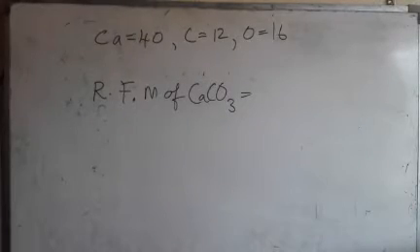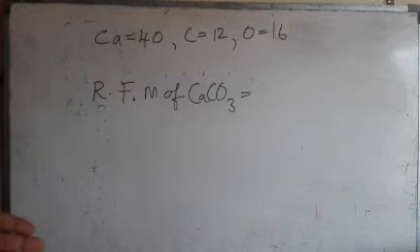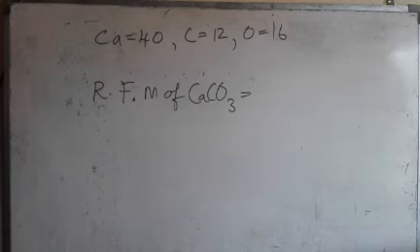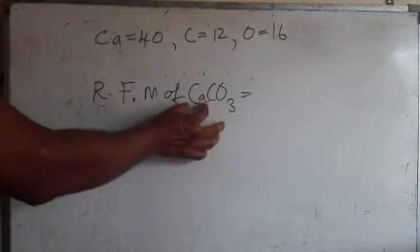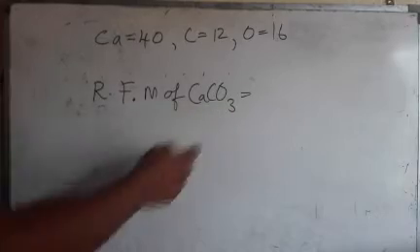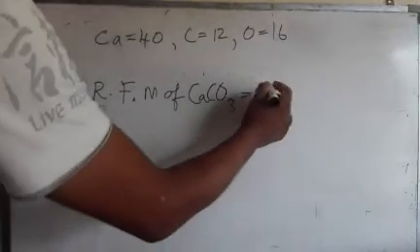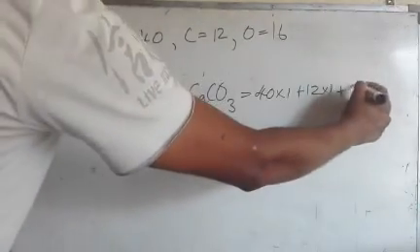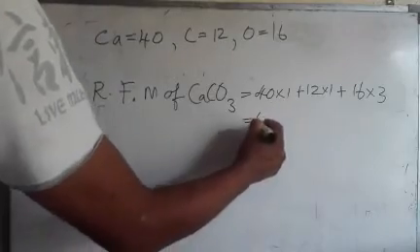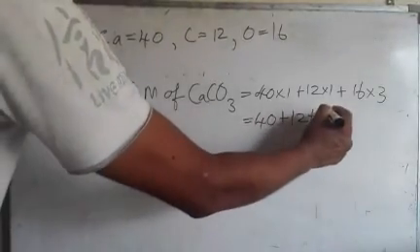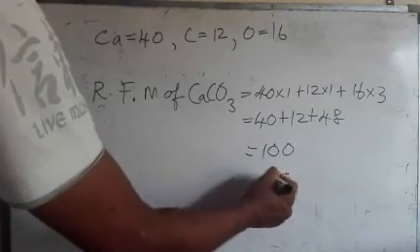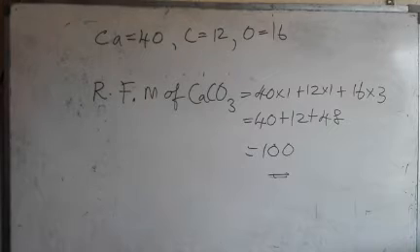The third one is calcium carbonate. We know that calcium carbonate is an ionic compound, so we use relative formula mass for that. Now in this formula, 1 calcium atom, 1 carbon atom and 3 oxygen atoms are there. So 40 into 1, 12 into 1 plus 16 into 3. So you get 40, 12 and 48. So you get 100. The relative formula mass of calcium carbonate is 100.